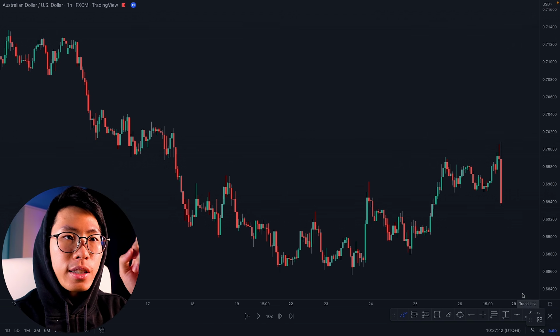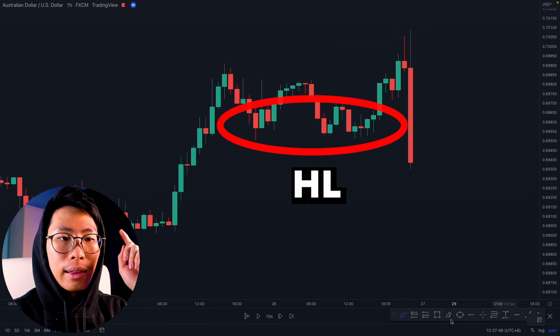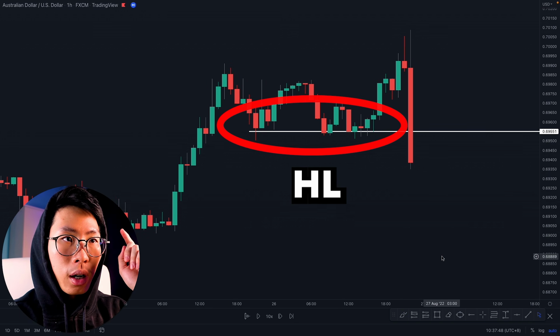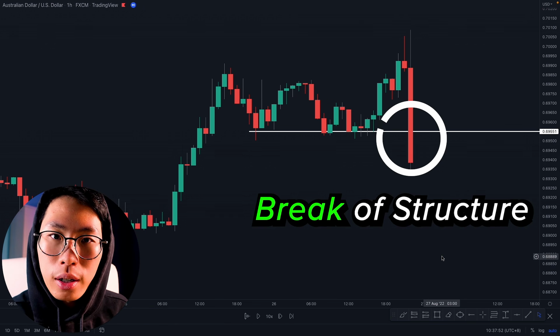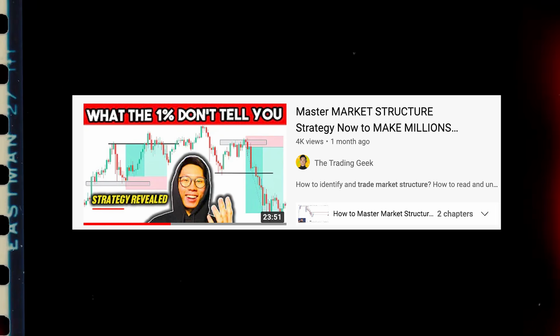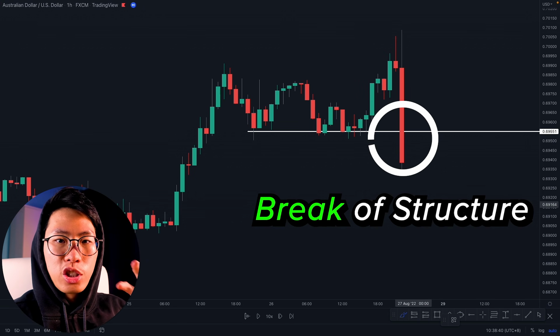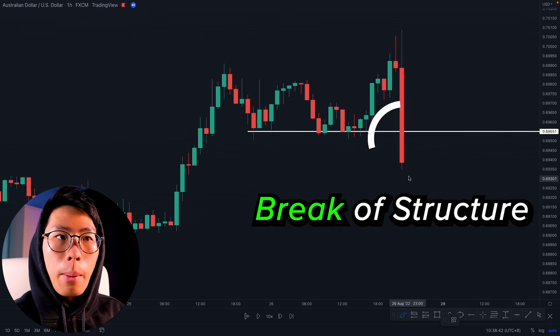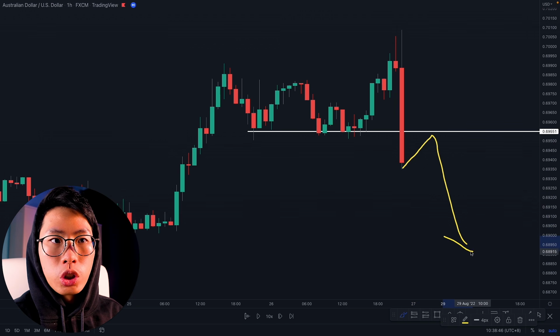The second sign is that if you zoom in right here, you can see that price has just broken through the last higher low, which is right here. So this is a break of structure. Remember market structure, guys. I've already done a video on market structure, so if you have not watched that video, go watch that video next after you finish this video. Since the market has just broken the previous higher low, I'm expecting price to come back up to retest this level and then shoot back down just like this.